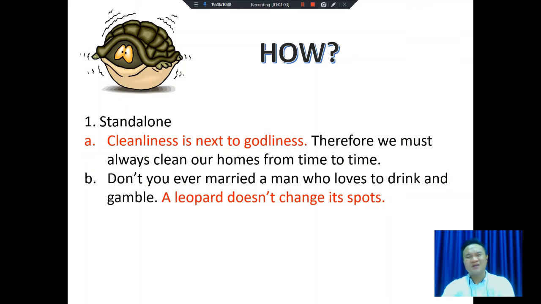Students always ask this: teacher, I do not know how to include proverbs in my sentences. Okay, number one, the first method is standalone. Proverbs can stand alone. They can stand on their own.